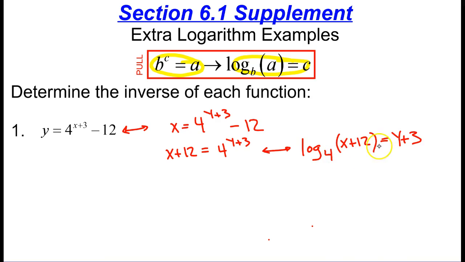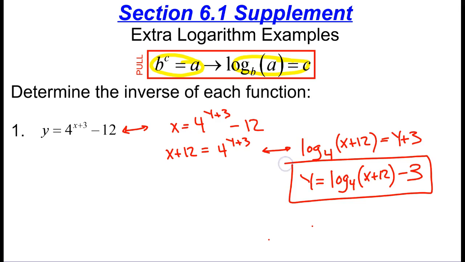And I'm just going to repeat something I've said previously. Remember, the log base 4 of x plus 12 equals y plus 3 means that 4 with an exponent of y plus 3 equals x plus 12. And that's what we have over here. Well, we're not quite done yet because now we need to solve for y. And we can solve for y by subtracting 3 from both sides. My final answer is y equals log base 4 of x plus 12 minus 3. And that's the inverse of y equals 4 to the x plus 3 minus 12.